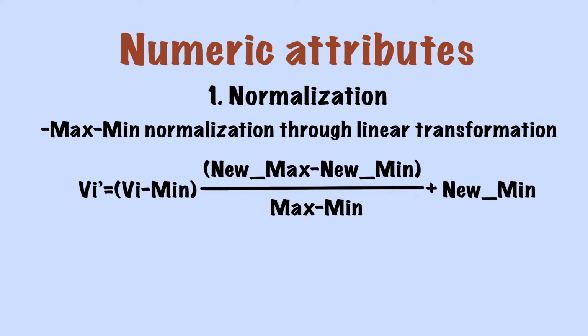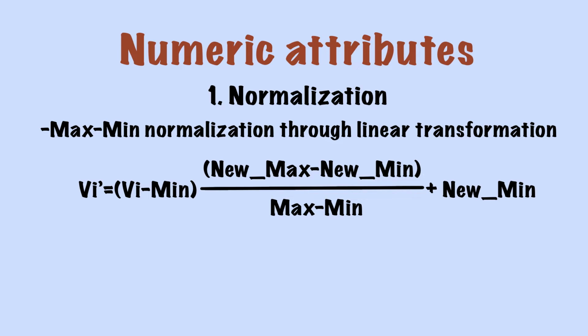The formula goes like this. It's not a crazy math problem and it's quite straightforward. Vi prime is the data after normalization. Vi is the original data. Minimum and maximum is the original range. For instance, the range of test 1 is 1 to 100, so the minimum is 1 and the maximum is 100. New minimum and new maximum are the data range you want to transform your data to, so it's quite flexible.